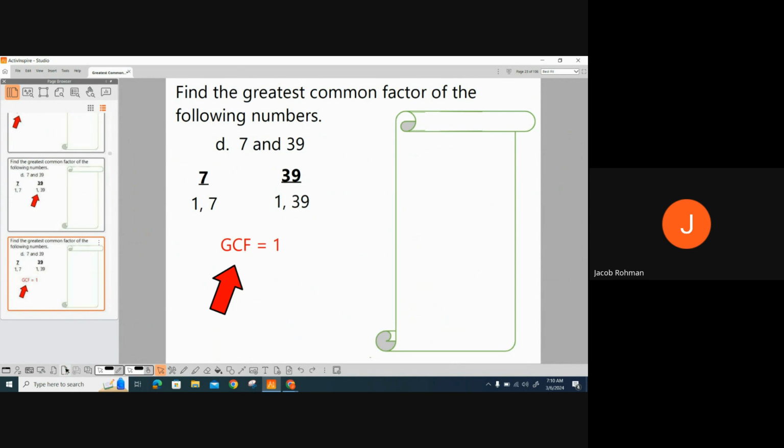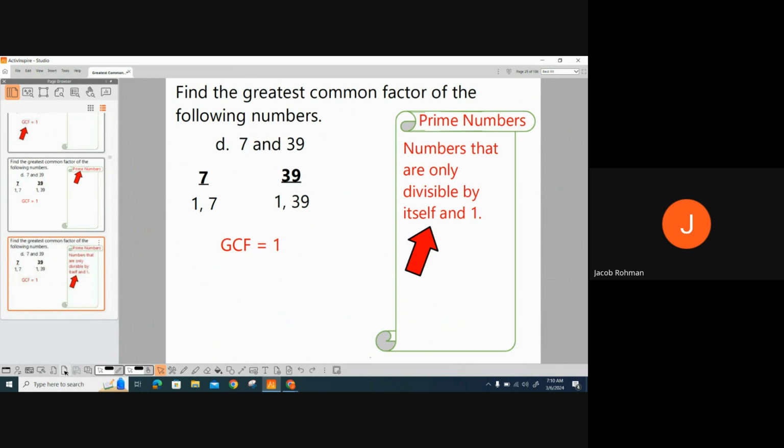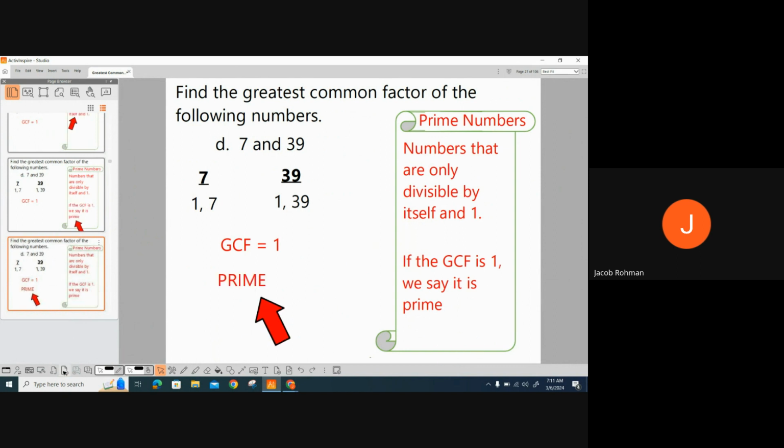But we're going to look more closely at that because that brings us to our concept of prime numbers. Prime numbers are numbers that are only divisible by 1 and itself. So 7 and 39 both are prime numbers. And if the GCF is 1, then we just go ahead and say that this is prime. So in this case, we are going to call this a prime. There's nothing other than 1 that can be factored out of it.